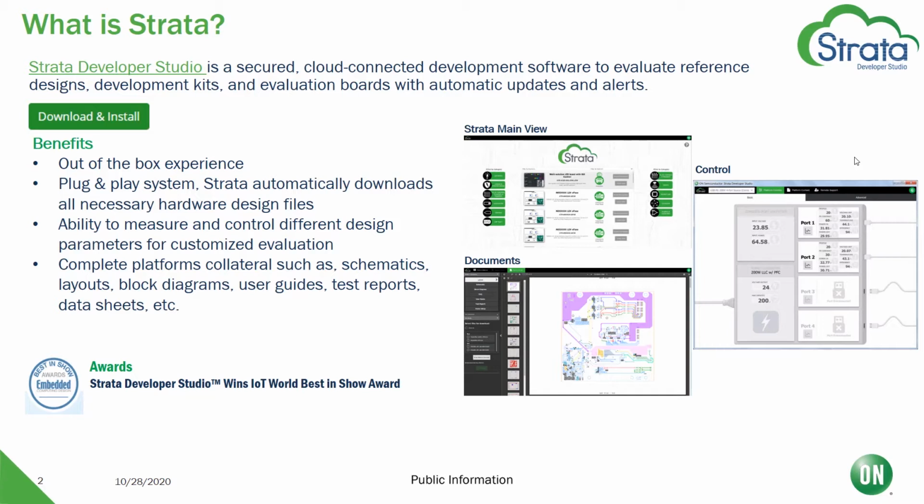Strata consists of three main tabs: Strata Main View. Also, each of the Strata enabled boards has a Documents tab which includes all necessary design files, and there is also a User Interface Control tab where the user can measure and control different design parameters. Strata also won IoT World Best in Show Award.